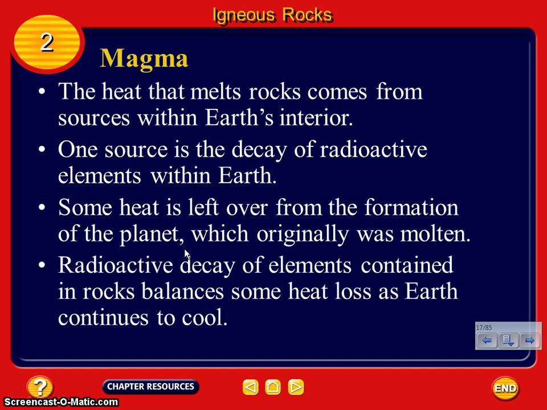Now, radioactive decay of elements contained in these rocks balances some of the heat loss as the Earth continues to cool. Remember, when the Earth completely cools, and we'll talk about this in the space unit, it's not good. We're actually going to lose our atmosphere because we'll lose our Van Allen radiation belts. So again, you didn't have to record this slide. This was just some really good information for you.